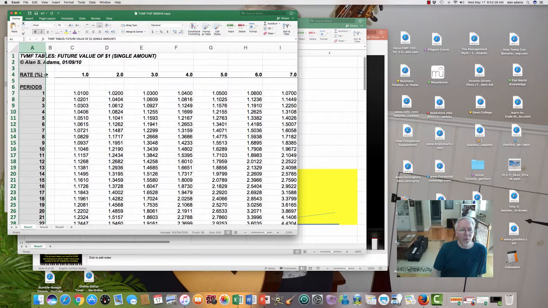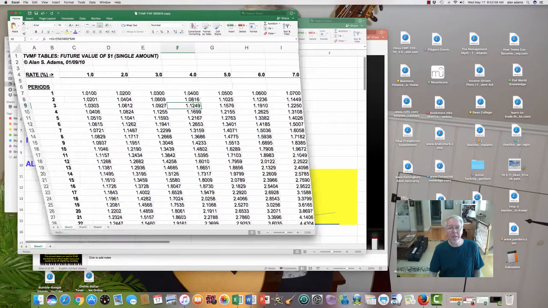Okay, so we know that if you have $1 today, it's going to be worth more in the future. So if you have a 4% rate and your dollar grows for 3 years, the number at the intersection is 1.1249. That means your dollar will be worth roughly $1.13 3 years from now if it grows at 4%. So I've taken the R and the T and worked them into these tables. This is table number 1 or table A, okay?